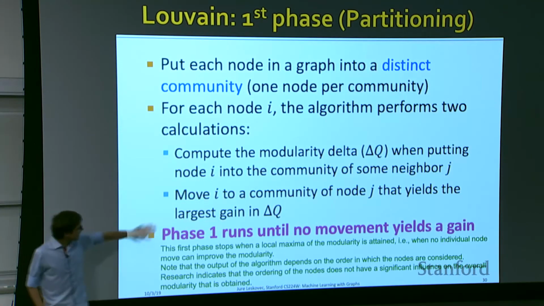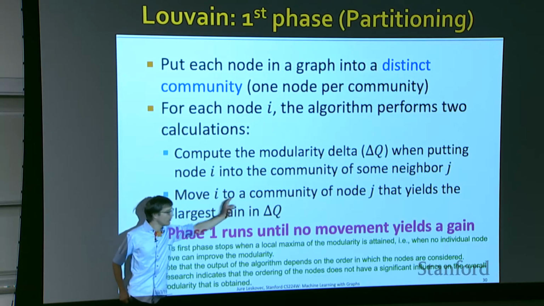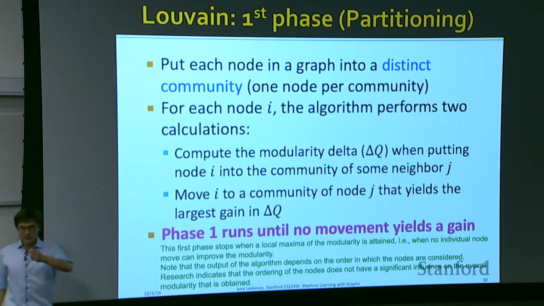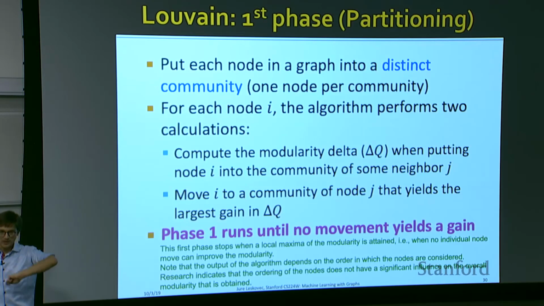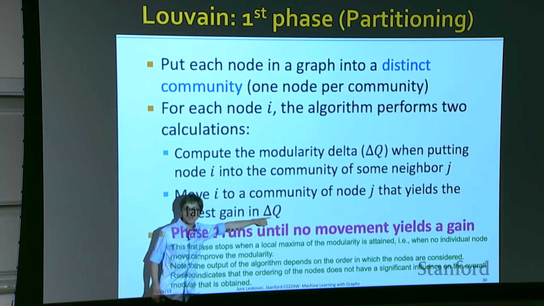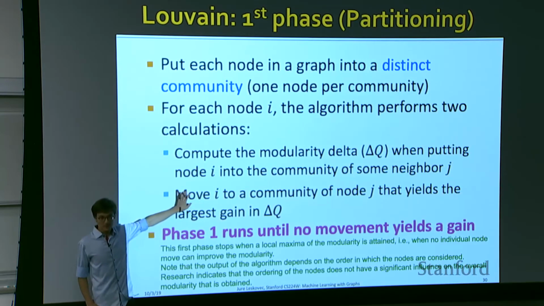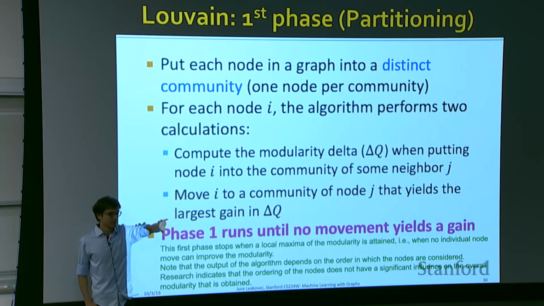And then after I have asked every neighbor j of node I how much the modularity would increase if I move that node I into that community, I will decide on the move that gives me the largest gain in modularity. Okay? Everyone happy?